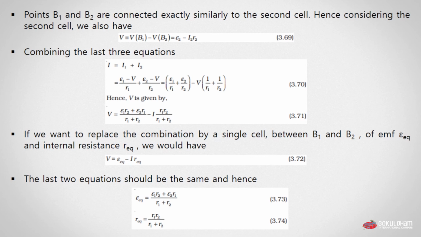If we want to replace the combination by a single cell between B1 and B2 of electromotive force EEQ and internal resistance REQ, we would have V equal to EEQ minus I REQ, which is our equation 3.72. If we want the whole combination to be replaced by a single cell, the last two equations should be the same, and hence EEQ is equal to E1 R2 plus E2 R1 divided by R1 plus R2, equation 3.73, and REQ is equal to R1 R2 by R1 plus R2, which is our equation 3.74.